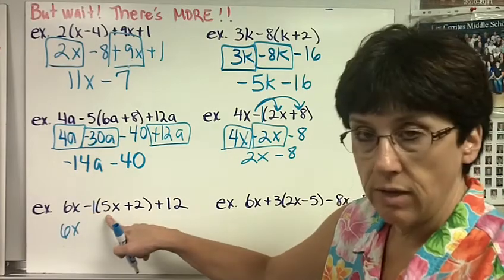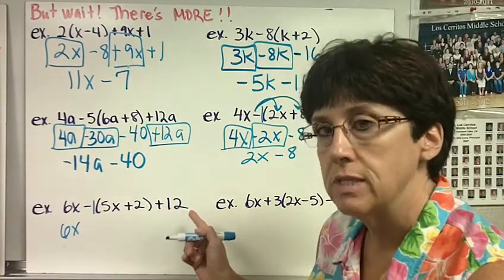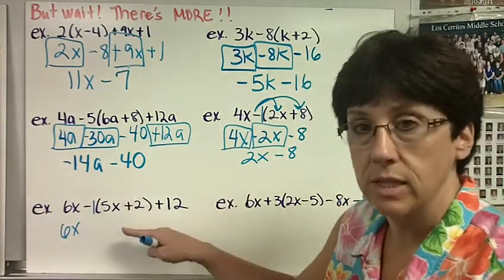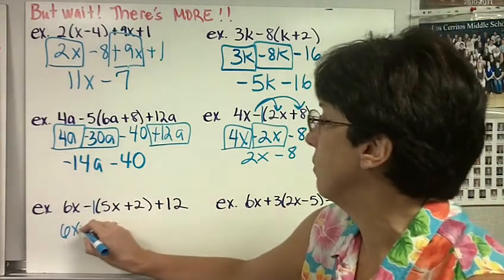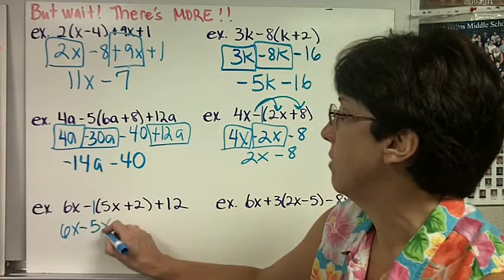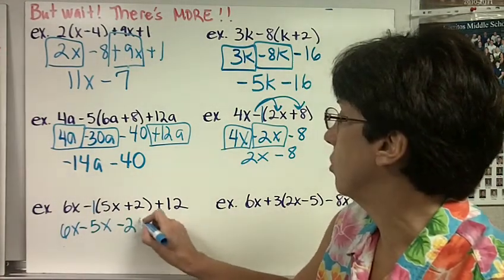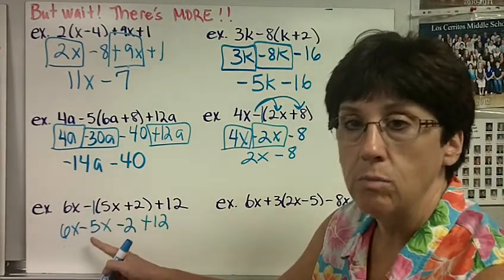Negative 1 times 5x, because what I'm doing here is I'm getting rid of the parentheses so I can combine terms. Okay, I cannot add if I have parentheses. That goes against my order of operations. Negative 1 times 5x, negative 5x. Negative 1 times positive 2, negative 2 plus 12. So I carry down anything that I'm not in the middle of multiplying.